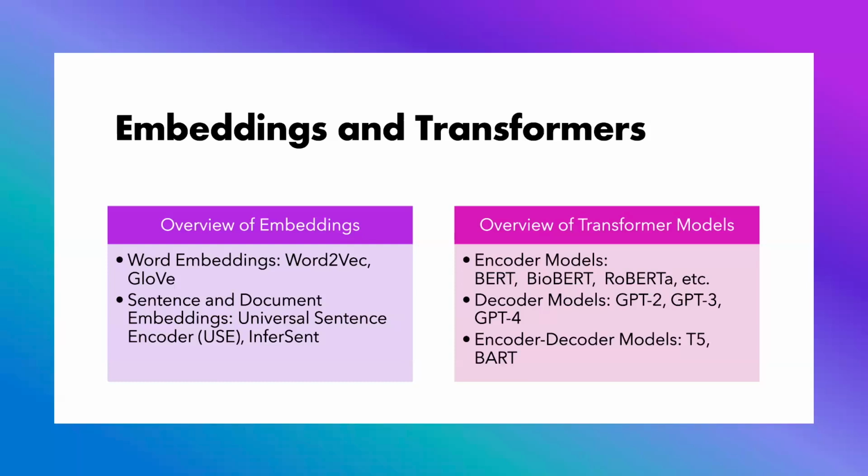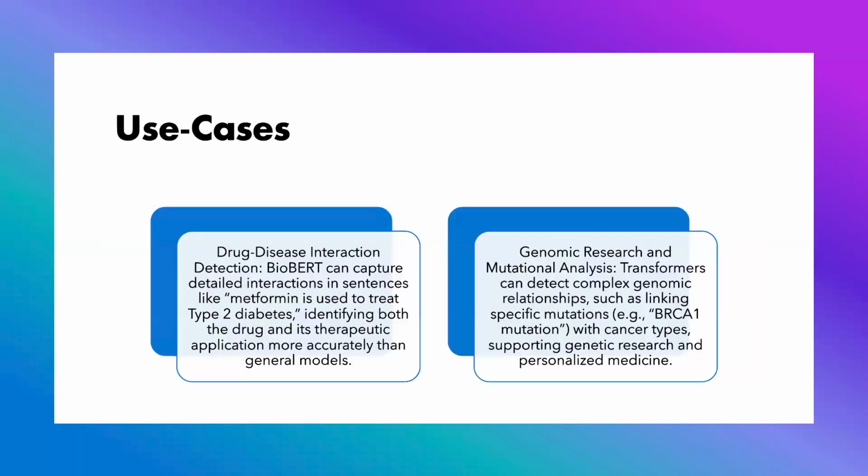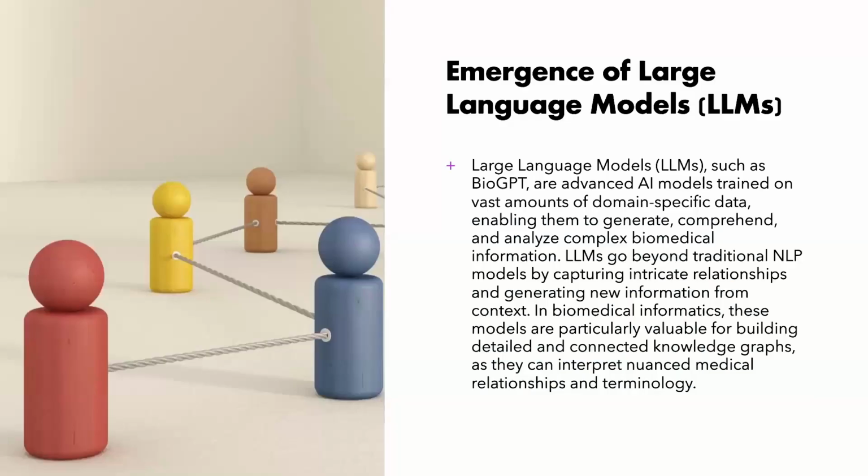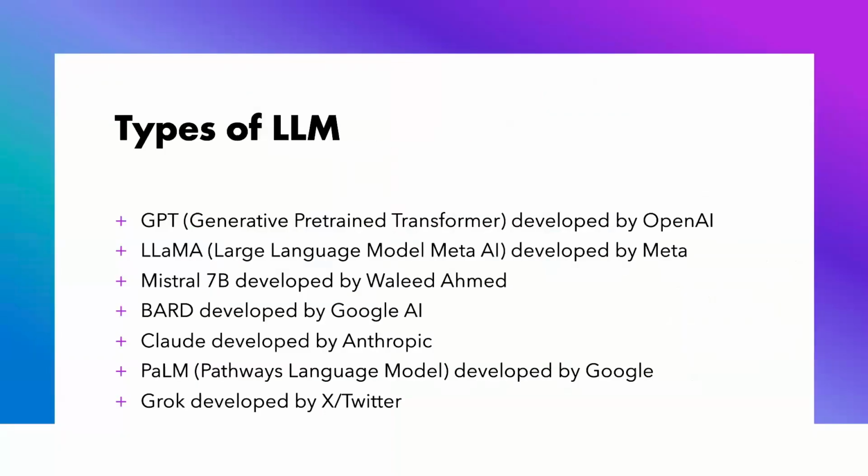Because they are combined does not mean they do better. We all know that GPT-4, nothing compares to it yet. Use cases of this: we can use BioBERT in drug-disease interaction, genomic research and mutation analysis. Now, I think I've spoken much about large language models, and BioGPT is one great large language model that you can use for analyzing biomedical information because it was trained on that. So you would also want to look into BioGPT.